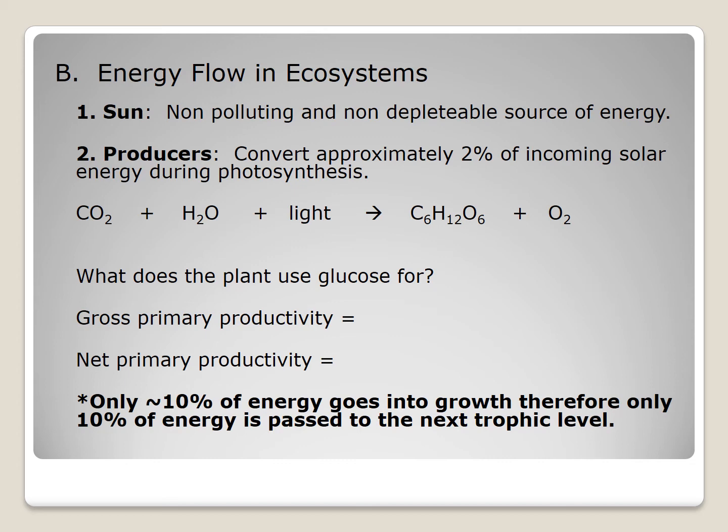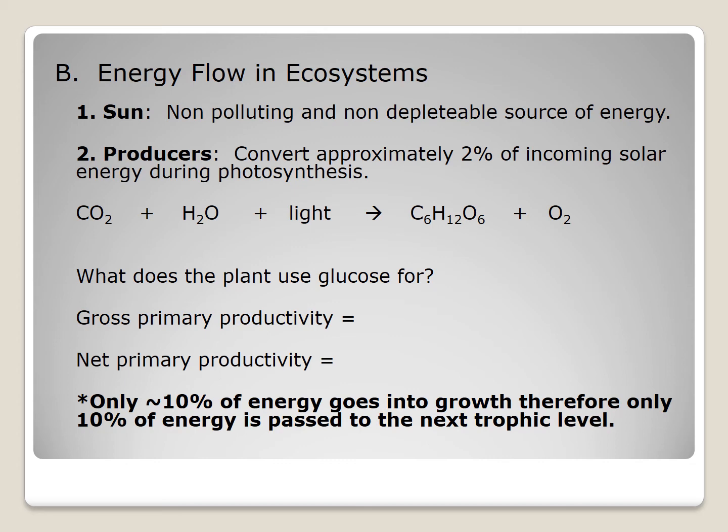We say the sun is a non-polluting and non-depletable source of energy. All right? People ask, well, is the sun always going to be around? Well, as far as we can tell in our lifetime, yes. But again, if the sun's not there, we have no plants, and therefore we have no organisms. So we think of it as a constant, a non-polluting, and non-depletable source of energy. Our producers don't take in that much of the light energy that's hitting Earth's surface. Only about 2% of what's coming down is going to come into a plant during photosynthesis.